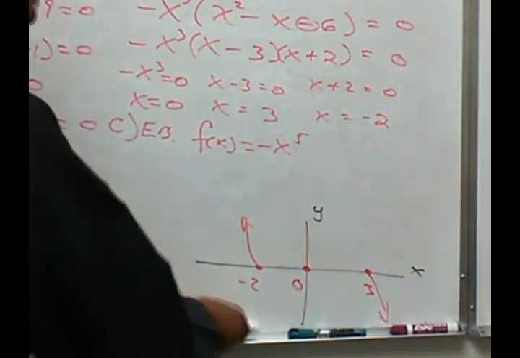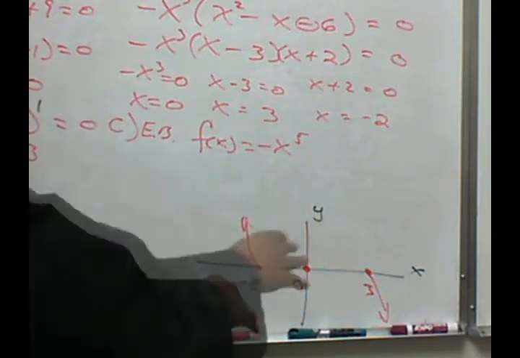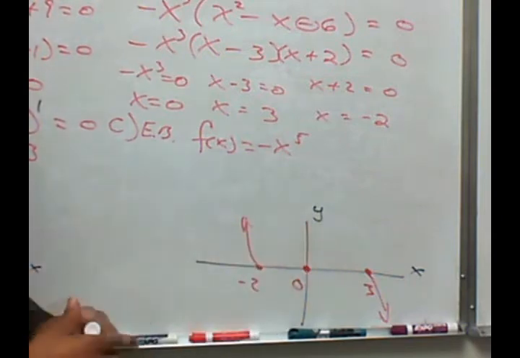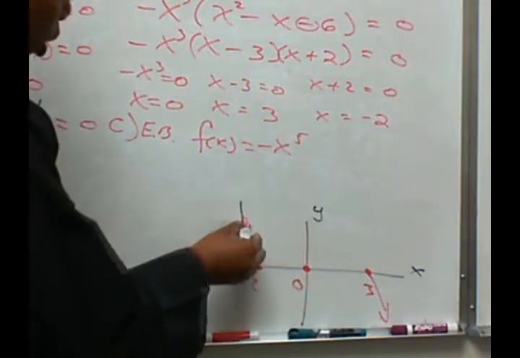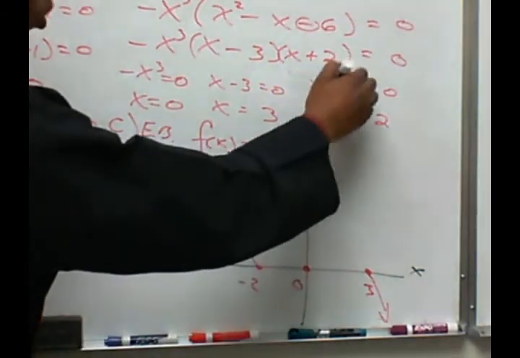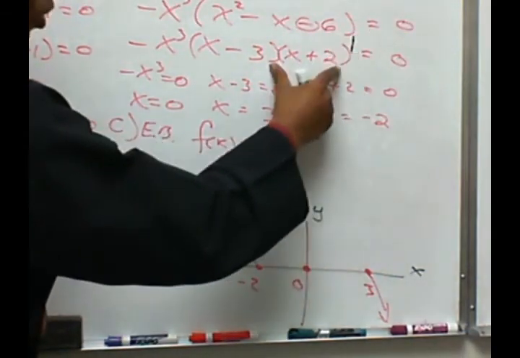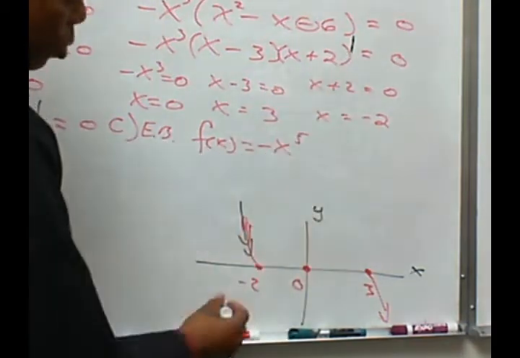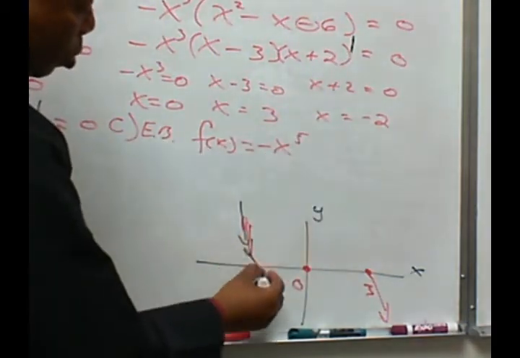Now I'm going to use my multiplicities in order to go through my graph, starting from left to right. So starting from this side, I'm headed toward negative 2. Negative 2 had a multiplicity of 1 because its factor had a power of 1. So we're going to go straight through.